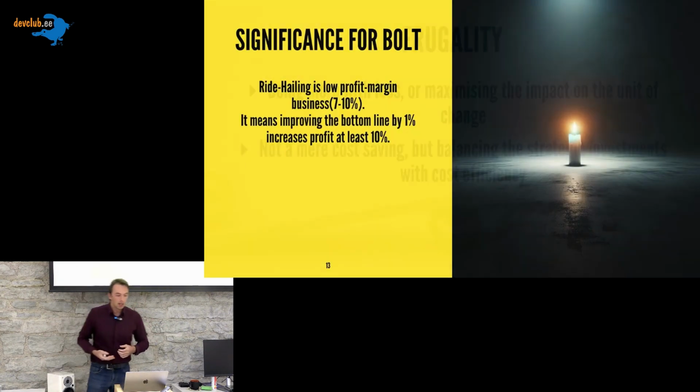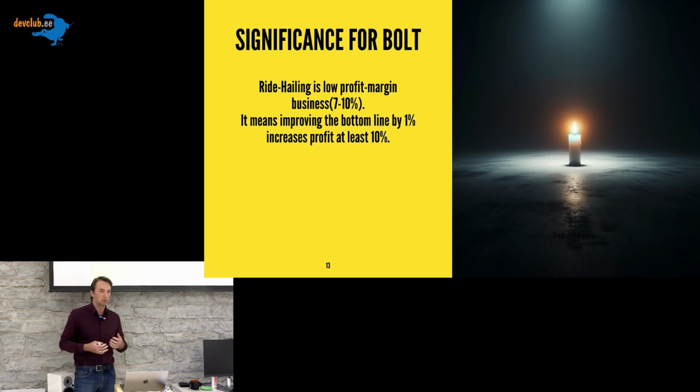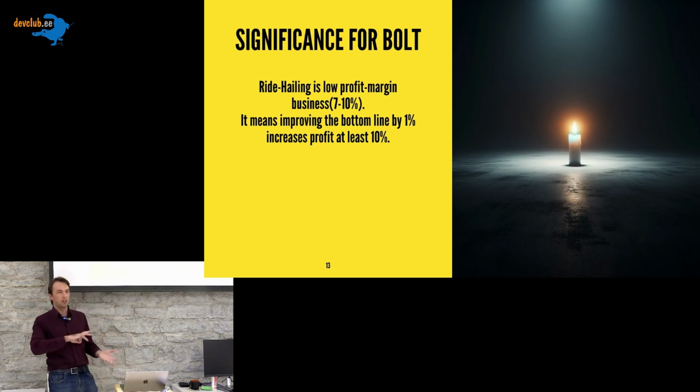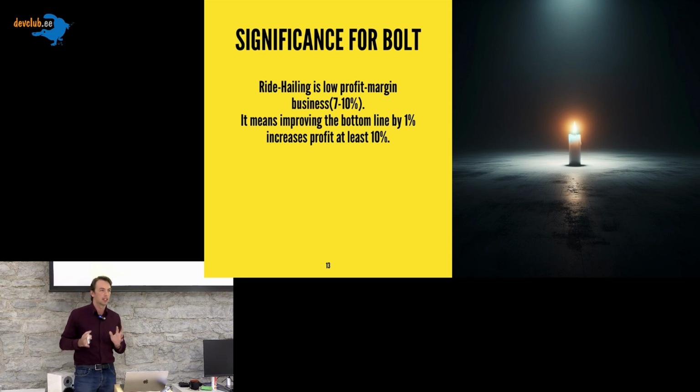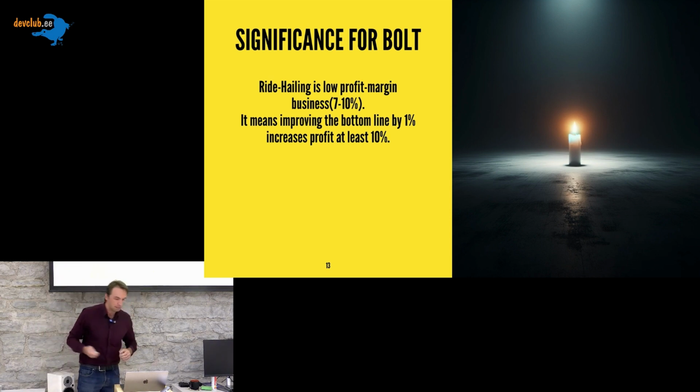Okay. Why is it significant for both? Because ride-hailing, as we saw with Uber, is a low profit margin business, right? So it's from 7 to 10%. It's not your fancy SaaS with 60% profitability. No, it's 10% max. That actually means that if you can optimize the bottom line by just 1%, you can grow the profit by 10%. So this is a huge impact, right? 10x. This is very good, and this is what we aim at.